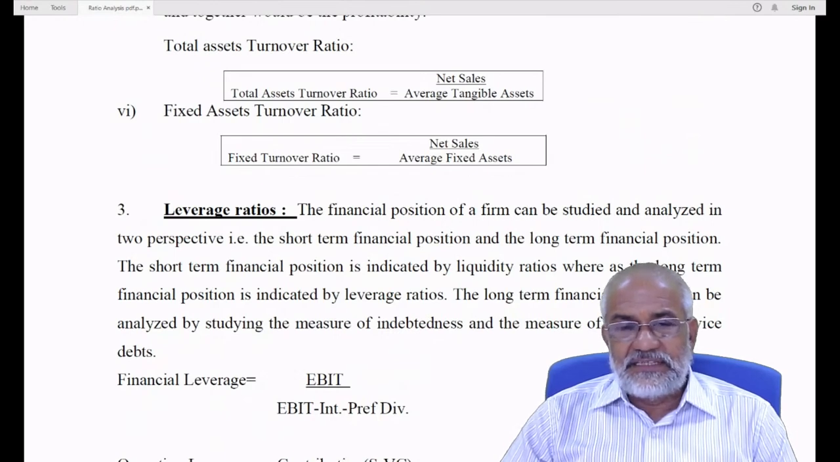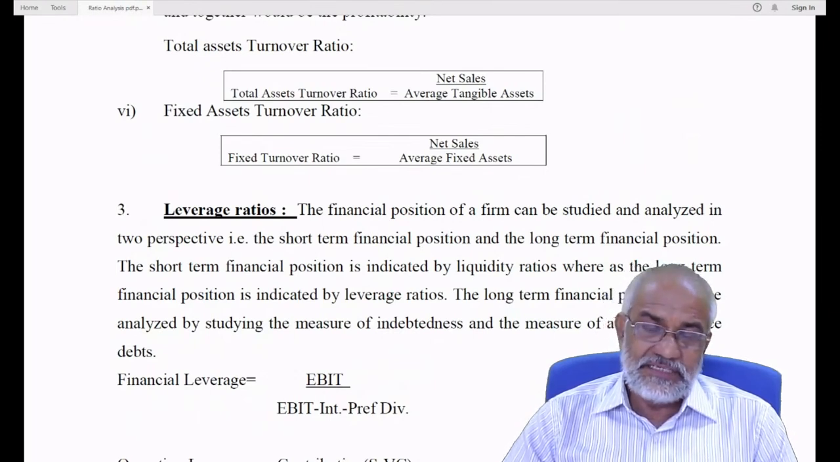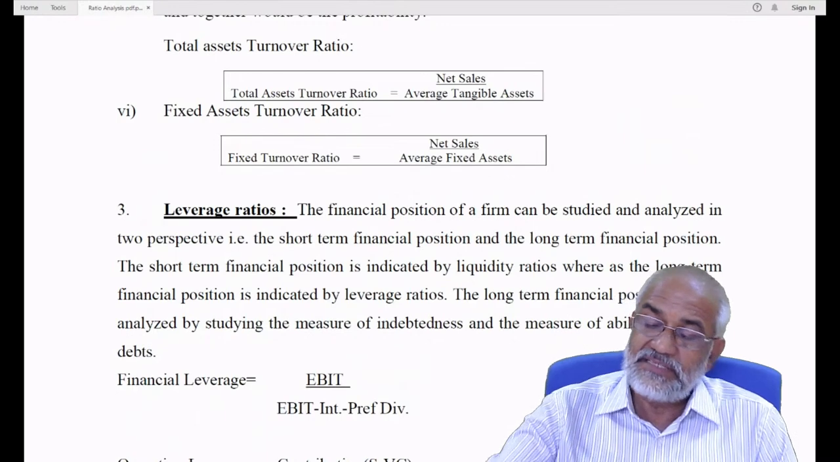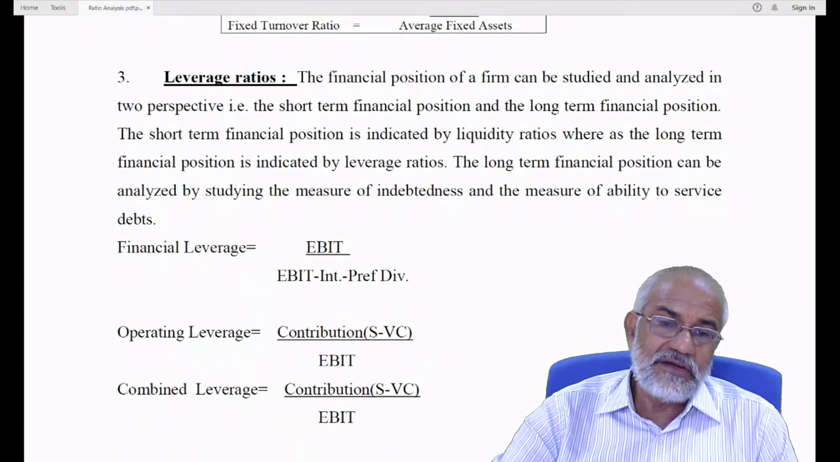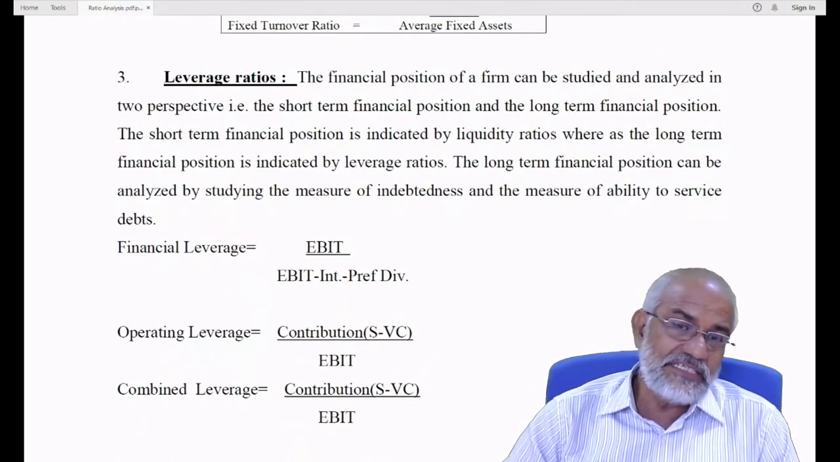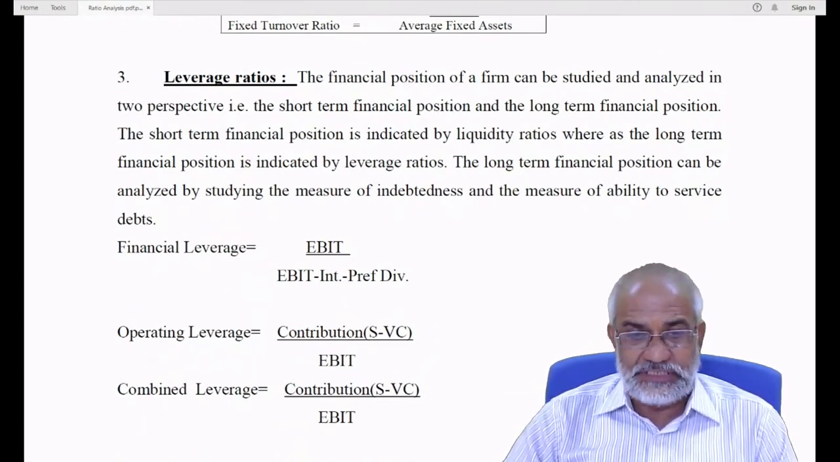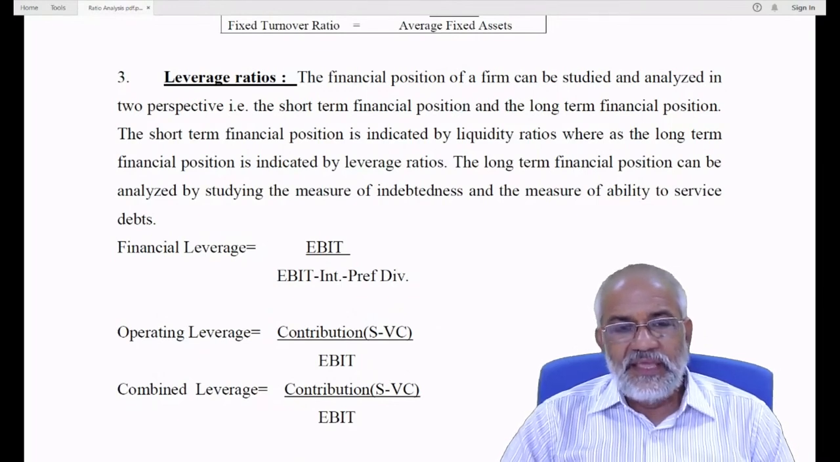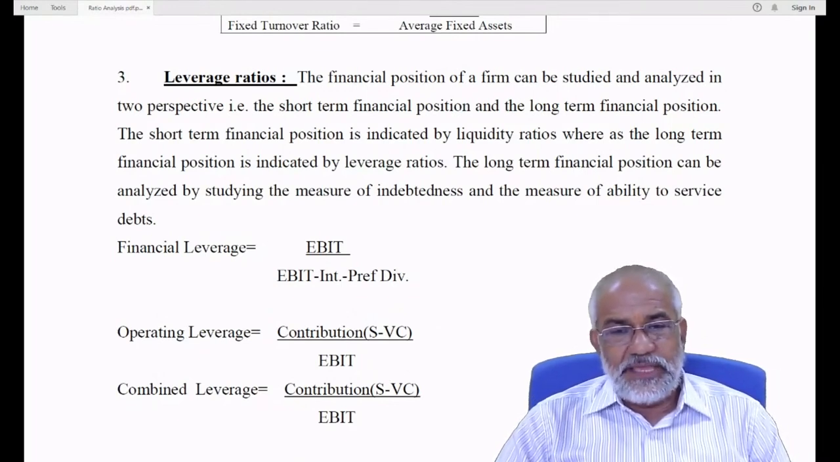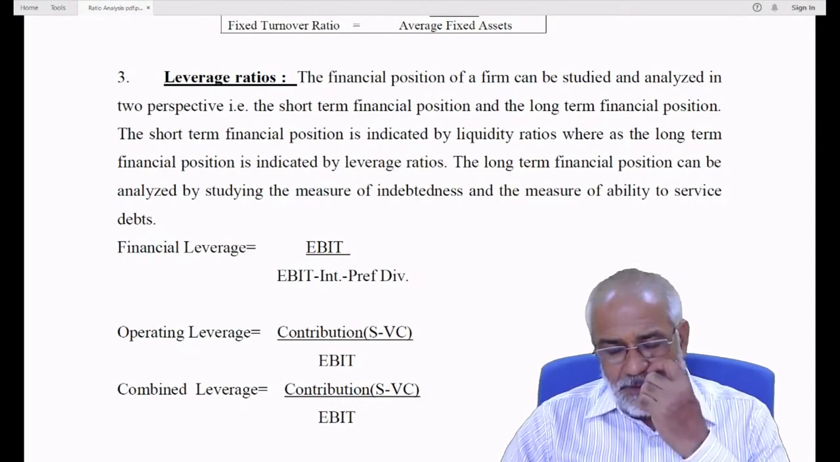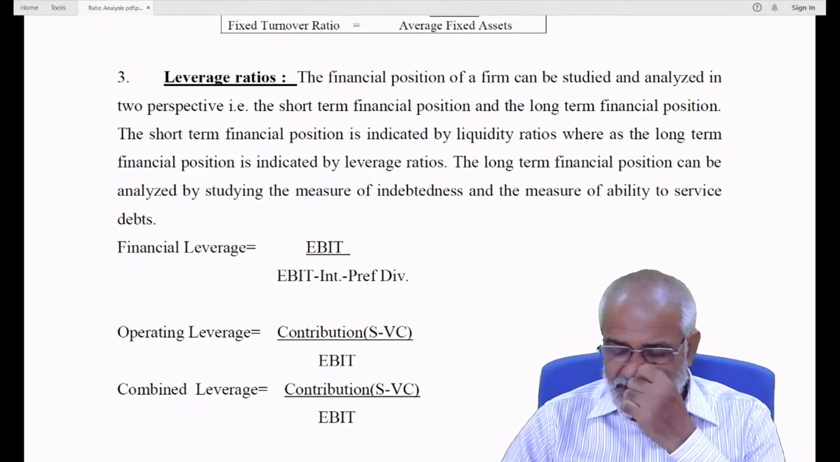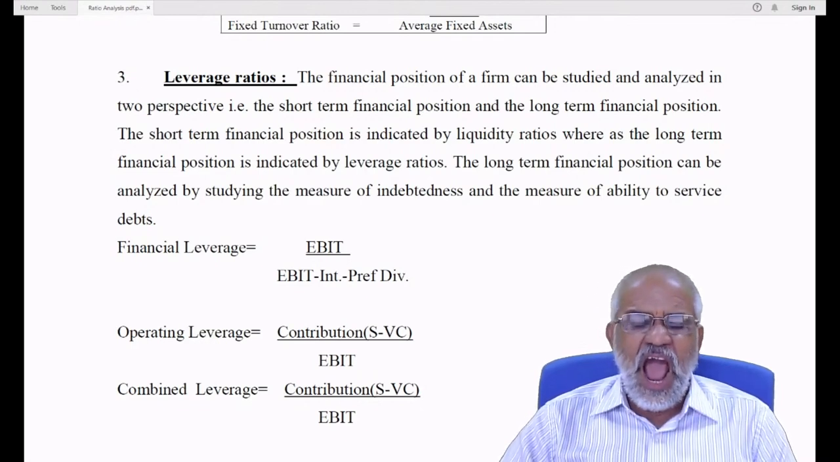In this connection, so far as leverage is concerned, we can have a discussion about financial leverage. The leverage is of 3 types. One is financial leverage, the second is operating leverage, and the third is combined leverage. Financial leverage is otherwise called trading on equity. The financial leverage is computed as EBIT, or earnings before interest and tax, divided by EBIT minus interest minus preference dividend.